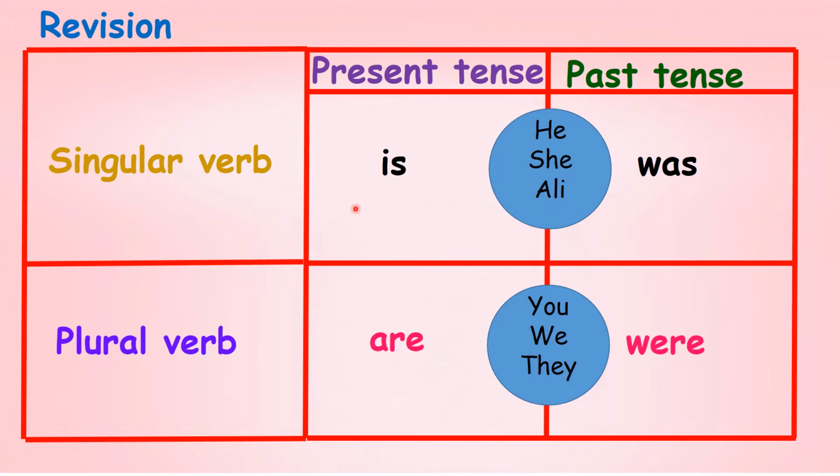We use is for present tense untuk sekarang, but in the past tense untuk perkara yang dah berlalu, we change is to was. Kita tukar is kepada was. But for plural objects such as you, we and they, we use are for present tense untuk sekarang. But in the past tense untuk masa lalu, we use were.